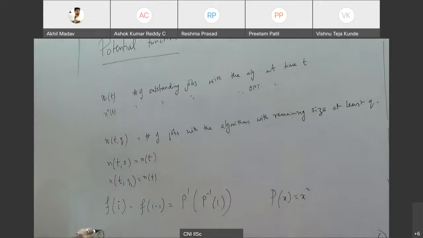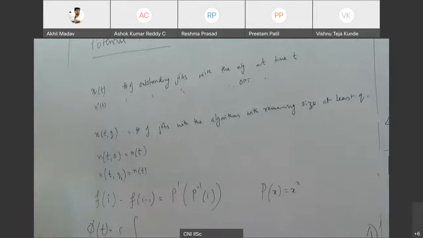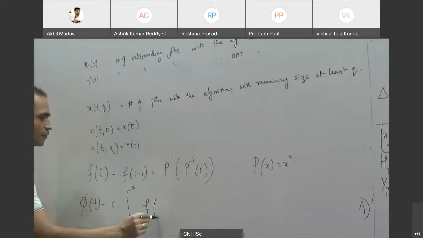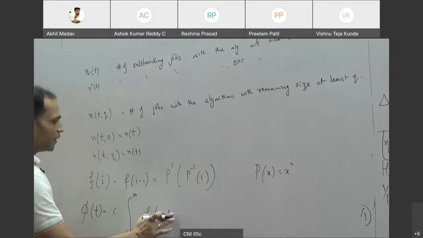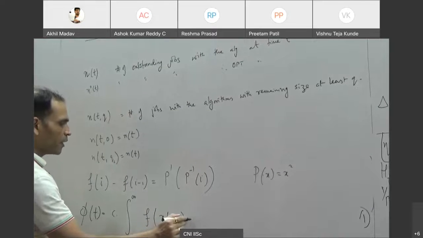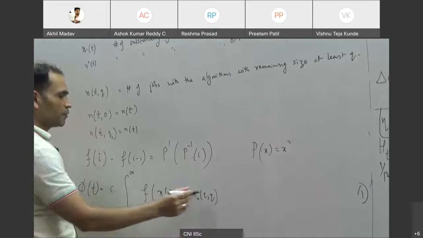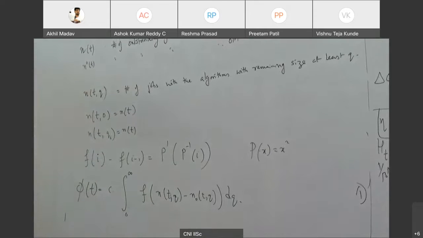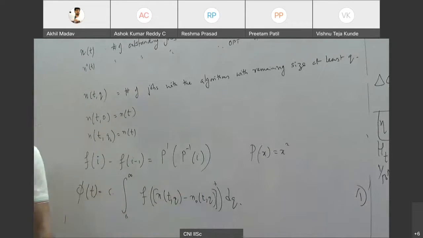Now the potential function is some constant times an integral from 0 to infinity of f of n_A of t comma q minus n_O of t comma q, plus max of 0 points. Is it complicated enough?